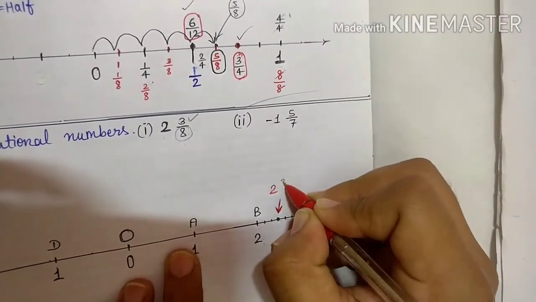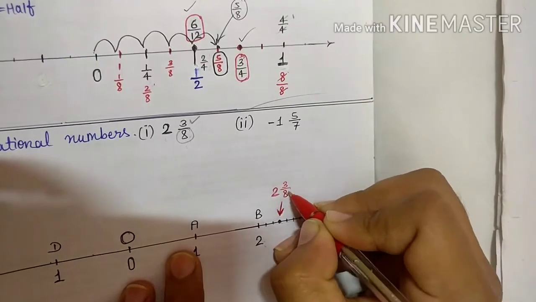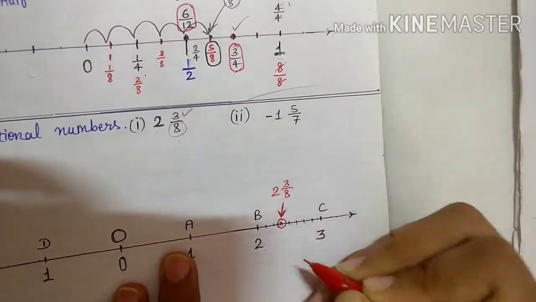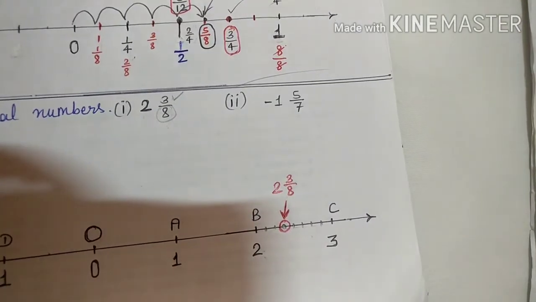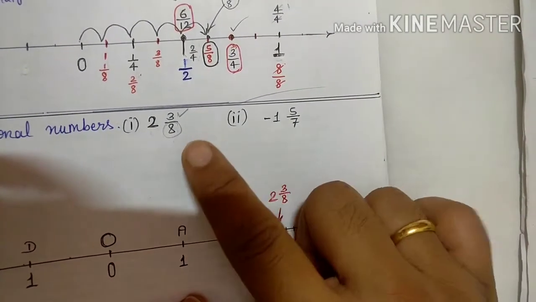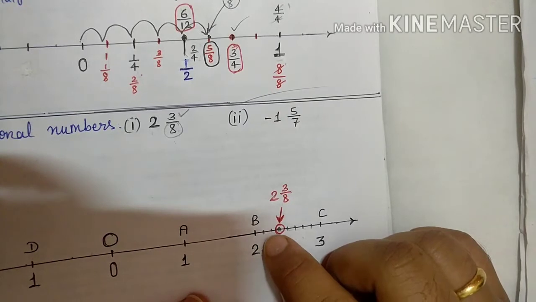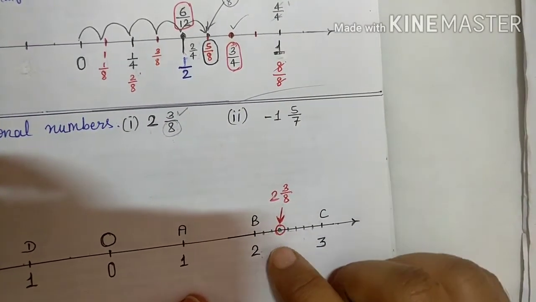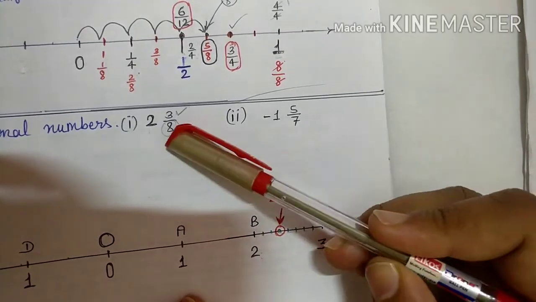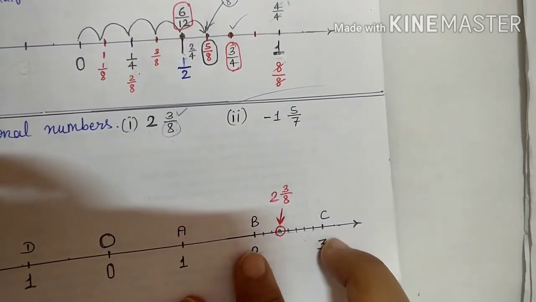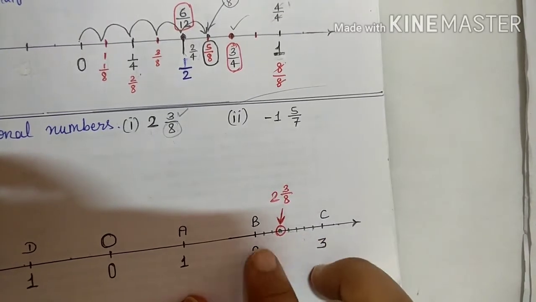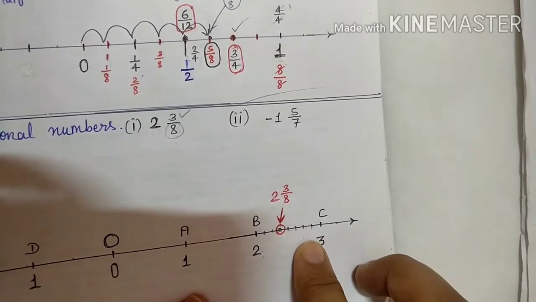This point is showing 2 3/8. This particular point. Clear to you or not? See once again, 2 3/8. So 1, 2, 3, coming 3. With the numerator we are focusing here. And what is the work of the denominator? We have to divide the gap between B and C into 8 units. Clear to you? I hope it is clear to you.